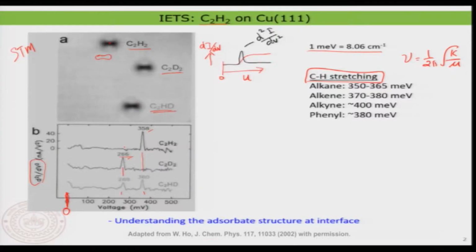So, that clarifies that what you are seeing are 2 different species, like C2H2 and C2D2. But for the C2HD, you would definitely expect 2 resonances. Those resonances are at 2 different frequencies, and that also matches very well with the other molecules. So, now you see I have a chemical fingerprinting technique. Using the spectroscopy, I can clearly fingerprint the molecular species that is adsorbed on the surface.